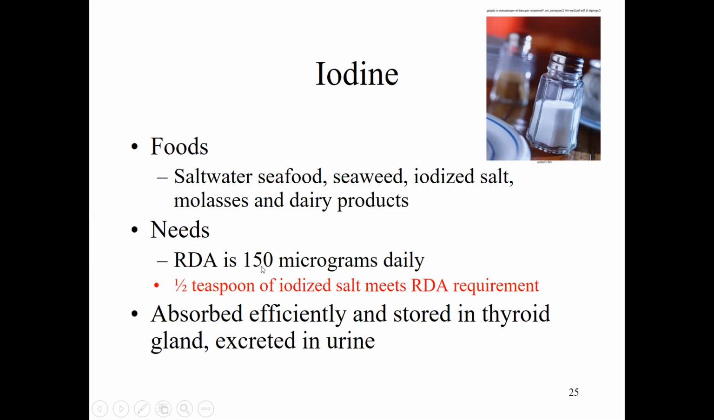The RDA is only 150 micrograms. In the United States, it's required that our salt have iodine added to it, and we eat a lot of salt here. So we do not see iodine deficiency in the United States because of this fortification of salt. We absorb it very efficiently. We actually store it in our thyroid gland, because your thyroid gland uses the iodine, and we excrete it in the urine, so it doesn't build up and get toxic very easily.